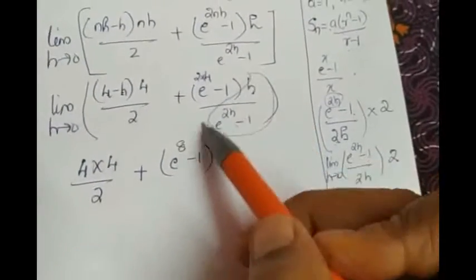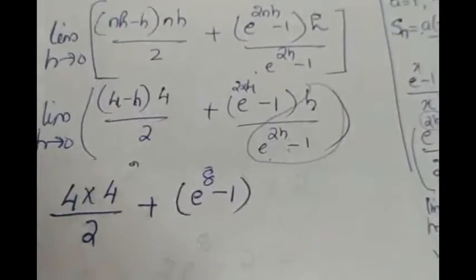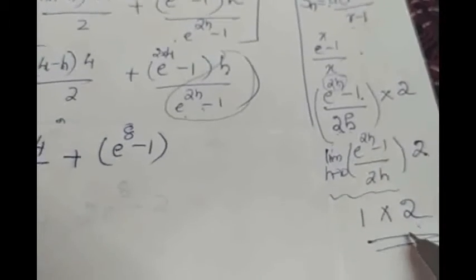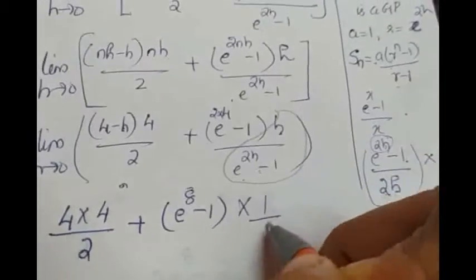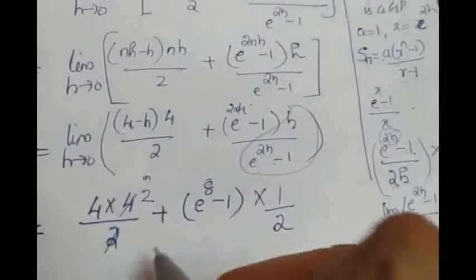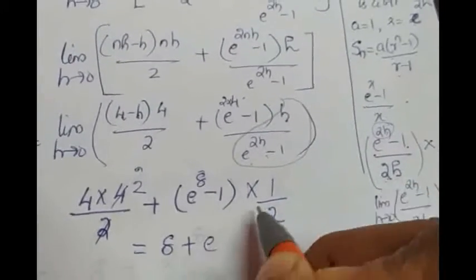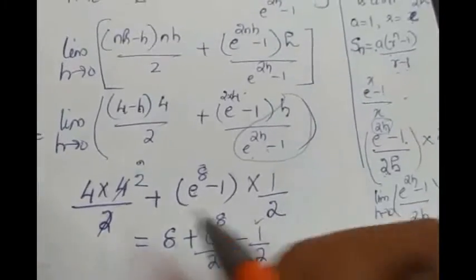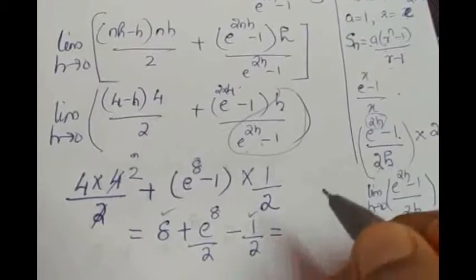So instead of this term, the bracketed term, we can give the value 1 by 2 because limit e raised to 2h minus 1 by 2h gives you the value 2. Here we have the reciprocal of that. So we have to give that into 1 by 2. Okay. So here 2 and 4 get cancelled, giving you 2. So 4 into 2 gives you 8 plus. This is e raised to 8 by 2 when multiplied with 1 by 2, e raised to 8 by 2 minus 1 by 2. So we can take the LCM and simplify 8 and 1 by 2. 8 minus 1 by 2 gives you 15 by 2.